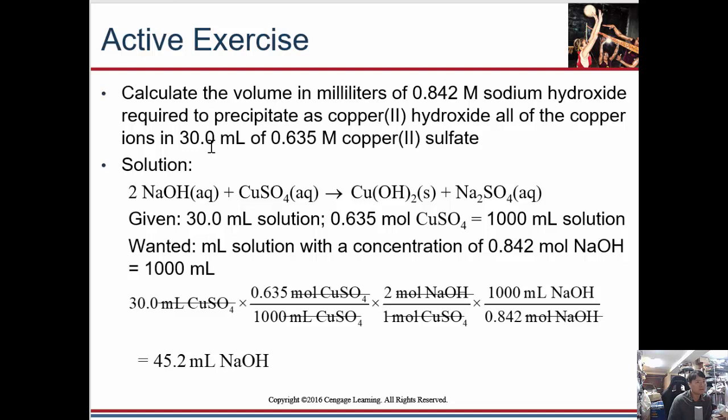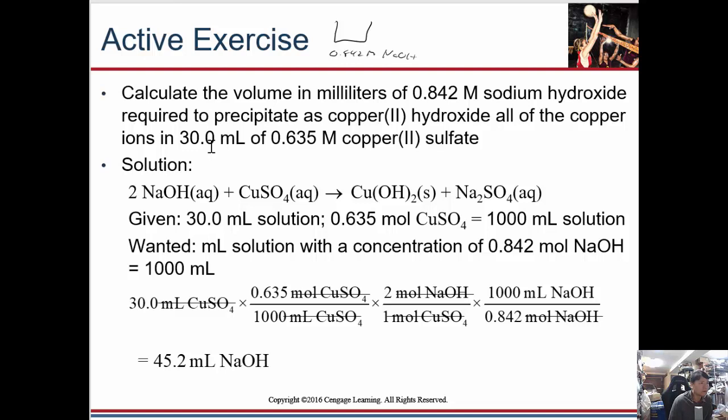Calculate the volume in milliliters of 0.842 molar sodium hydroxide required to precipitate as copper 2 hydroxide all the copper ions in 30 milliliters of 0.635 molar copper 2 sulfate. And so here, sometimes it helps to draw this out visually. And so we want the milliliters of 0.842 molar sodium hydroxide, required to precipitate as copper 2 hydroxide all of the copper in 30 milliliters.